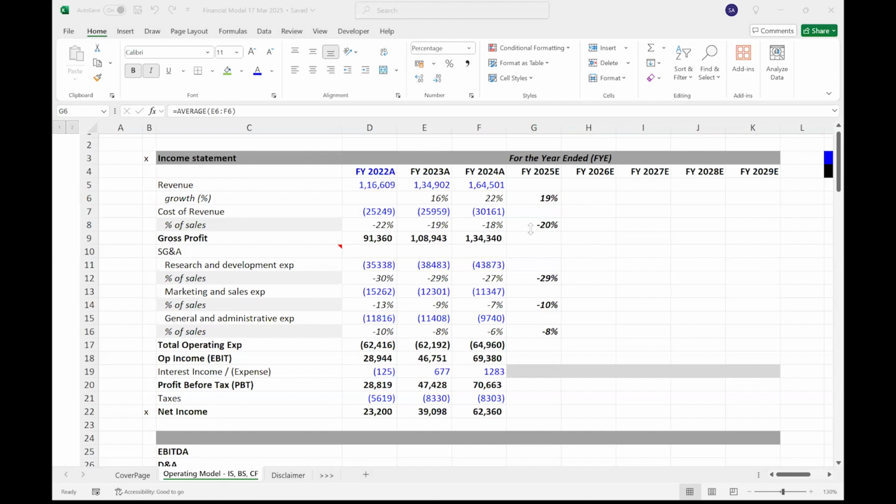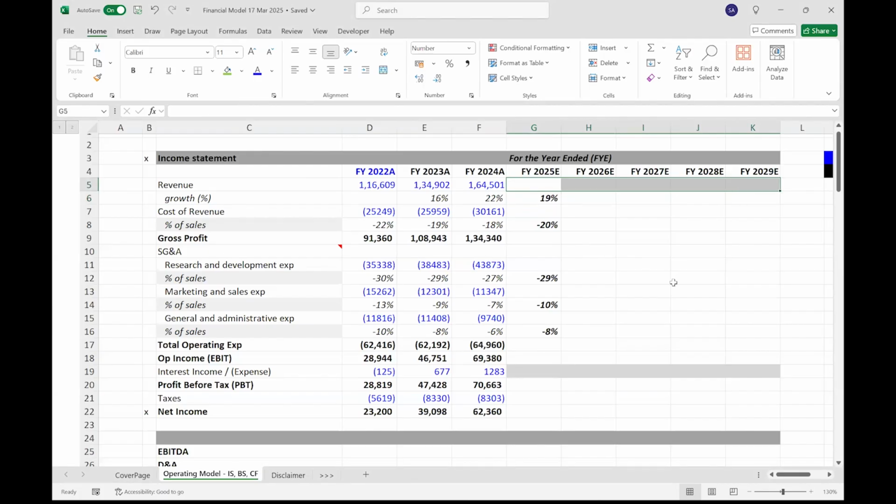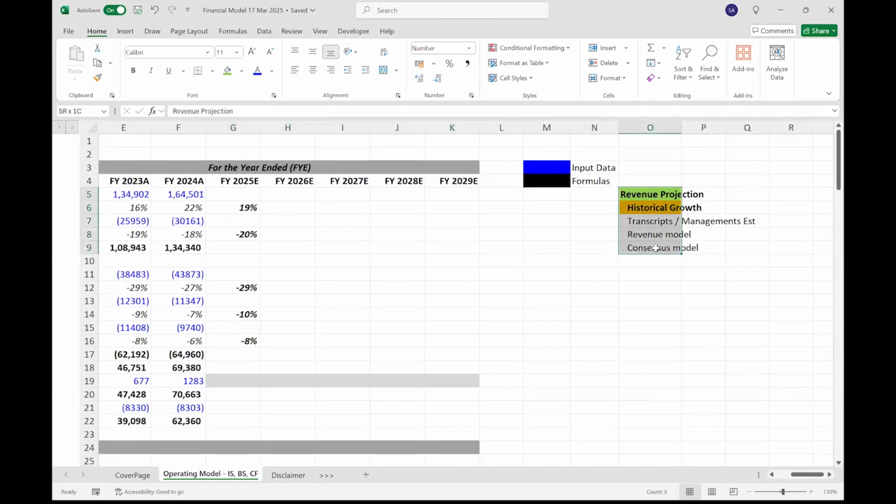Now, guys, the question comes: how to forecast the revenue for the future to start with. There are multiple ways we can project the revenues. We can do historical growth, we can do transcript, we can do revenue model, we can do consensus model. But since this is just the first session of the model, we will be doing the simplest option, which is historical growth as of now, but we can obviously do the other methods as and when we progress in the program.